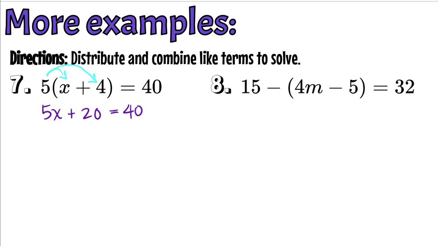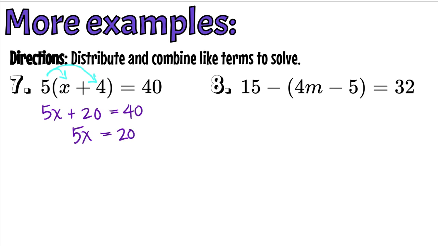Now we're doing what we did in the previous example. We want to isolate 5x first, and I'm going to do this without showing those steps in pink just to show you what the work looks like when you don't do that. So in my head, I know that I'm subtracting 20 from both sides. That leaves me with 5x on the left, and then on the right, I think to myself, 40 minus 20, and that's going to give me 20.